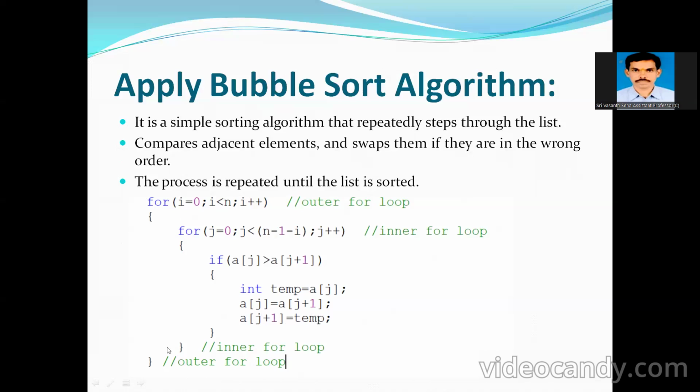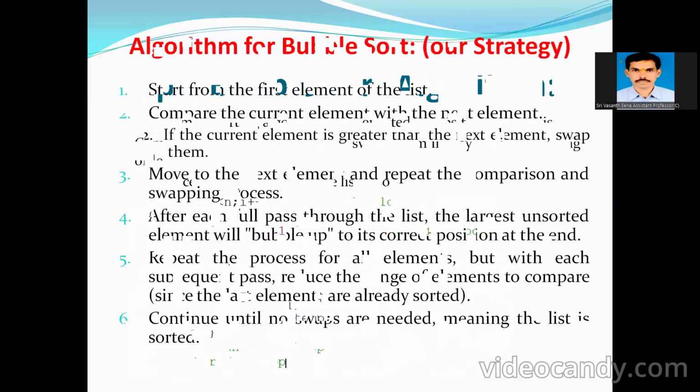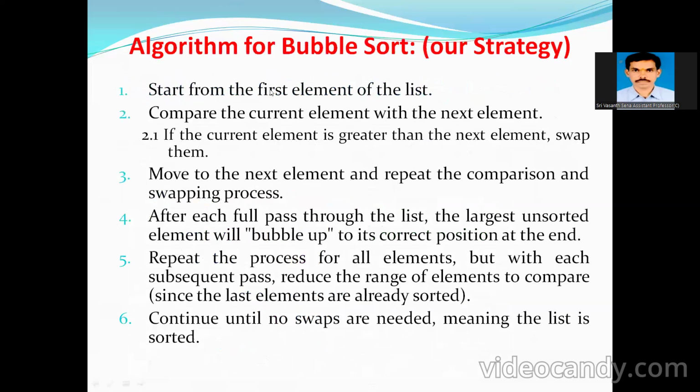So this code works in C, C++, Java, where the index starts with 0. If you take Raptor, then you need to start the index with 1. This is the outer loop, and this is the inner loop. The outer loop is indexed with I, the inner loop is indexed with j. So we are comparing the adjacent elements a of j and a of j plus 1. If a of j is greater than a of j plus 1, if the elements are in the wrong order, then we need to swap these two elements. So this is the algorithm or strategy we are using.